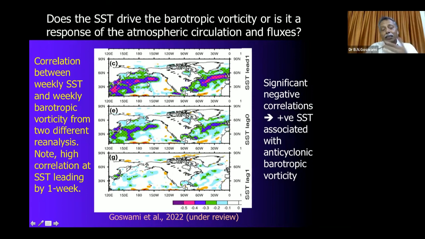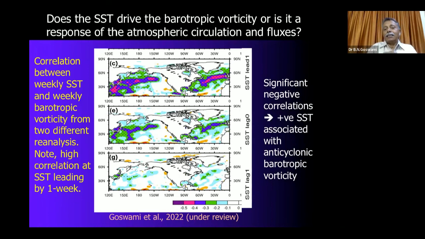And that means that SST leads. So it indicates that there is now a possibility of how SST could influence the barotropic vorticity. And how does it do that? Some modeling studies have indicated that SST can produce an initially baroclinic response, but the vertical propagation of the Rossby waves over a period of time, if it persists, can generate a barotropic response, and the barotropic vorticity can be generated.